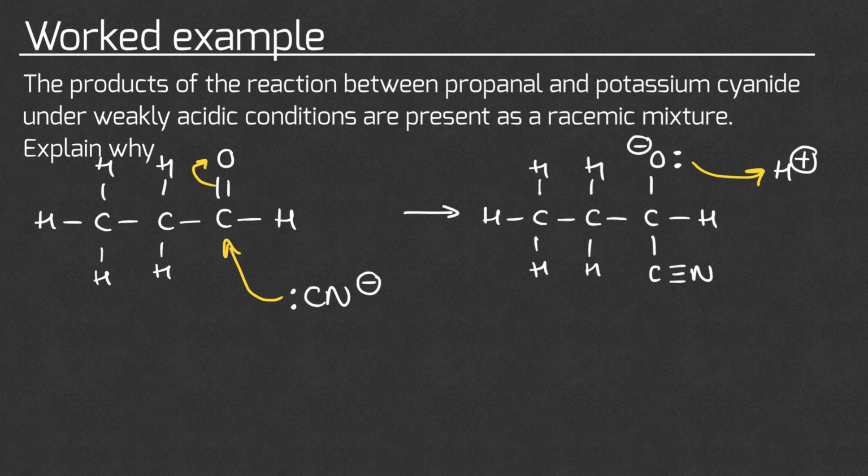We'll finish off the mechanism by drawing the intermediate structure, showing the lone pair and negative charge on the oxygen, and showing the oxygen attacking the hydrogen, which is present from those weakly acidic conditions. So we can now see that the mechanism involves attacking a planar C double bond O group, which means we can write the answer we've just practiced a moment ago.